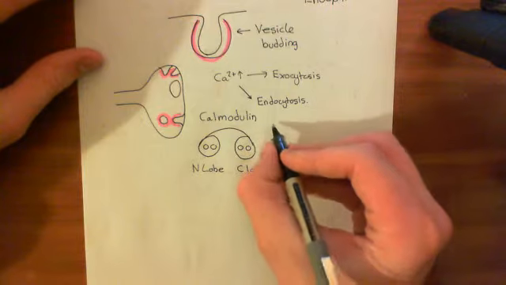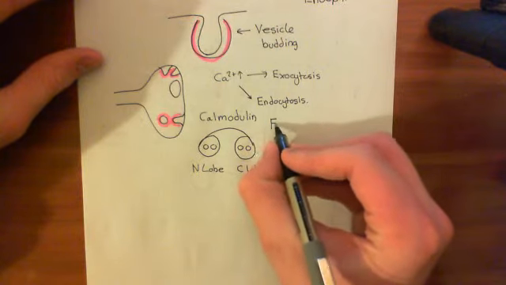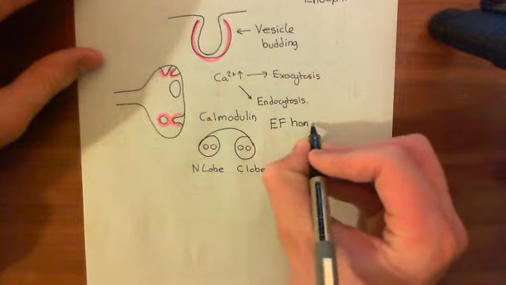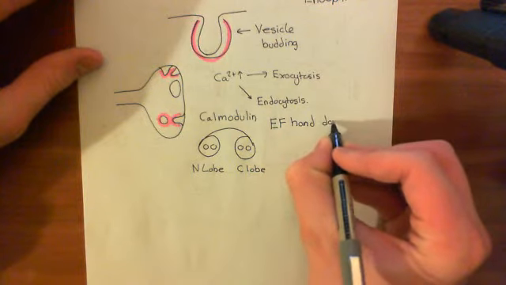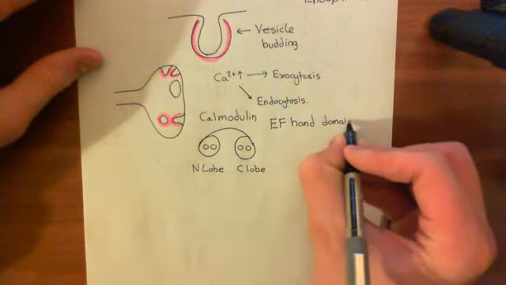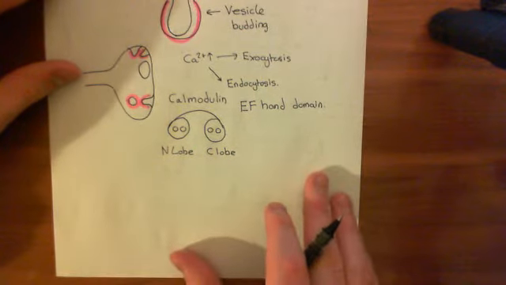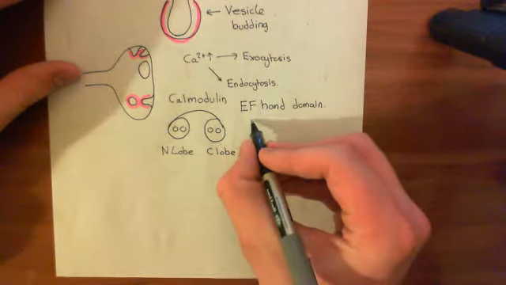Now these calcium binding sites are what are known as EF hand domains. Okay, and I want to explain to you, or give you at least some sort of an explanation as to what an EF hand domain is. Okay, so let's do that. So an EF hand domain then.